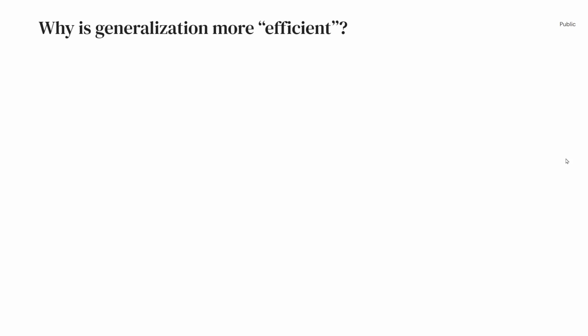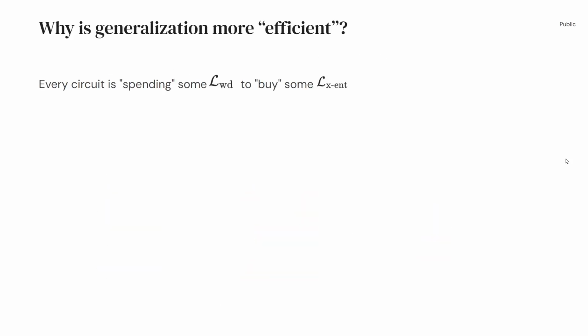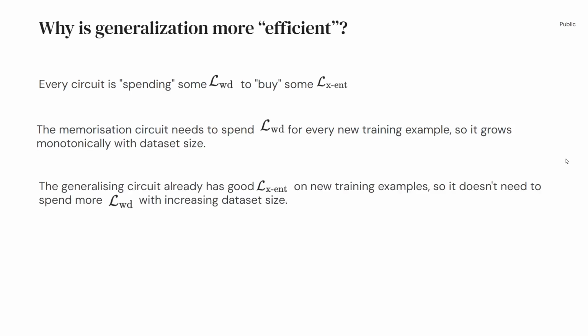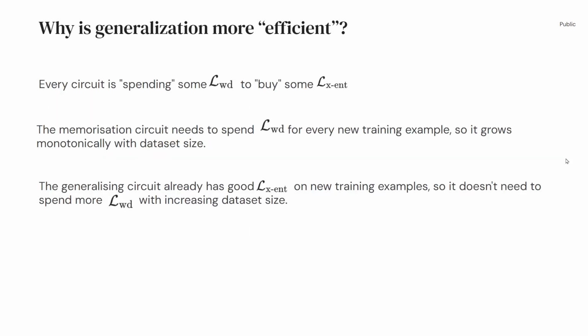Okay, so here's so far I've just claimed this is more efficient, but why is it more efficient? Picture that each circuit is spending some amount of weight decay loss in order to buy some amount of cross entropy loss. It's a very, very economic metaphor. And the generalizing circuit, once it spends its weight decay loss, doesn't need to spend any more because it can predict the new examples. But the memorizing circuit does need to continuously spend weight decay in order to memorize each additional point.